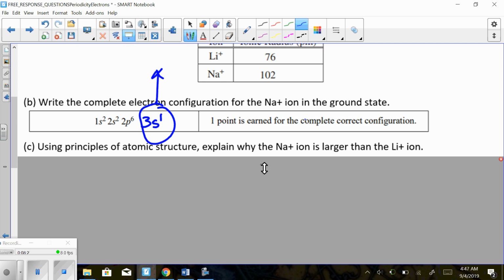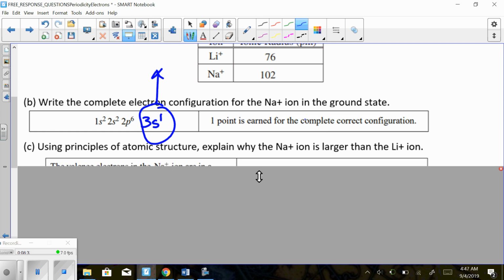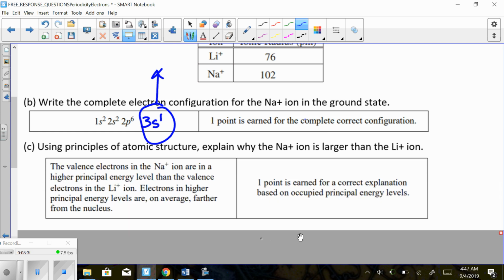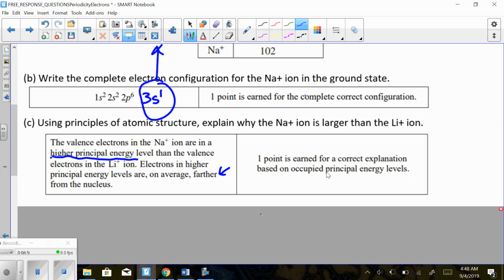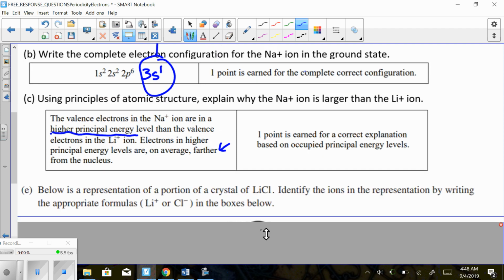So now you have to explain, why is the sodium atom larger than the lithium ion? A good explanation will talk about the fact that the sodium ions are in a higher principal energy level, or they have one more shell than the lithium ions, and the electrons are farther from the nucleus, despite the fact that sodium also has more protons. But if you talk about principal energy levels or number of shells, you would get part C right.